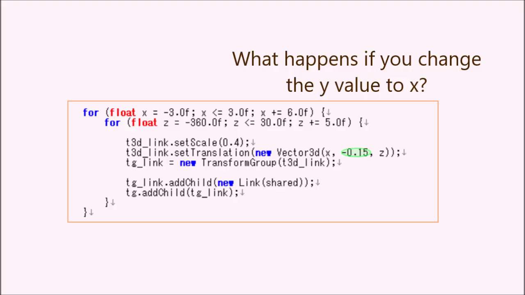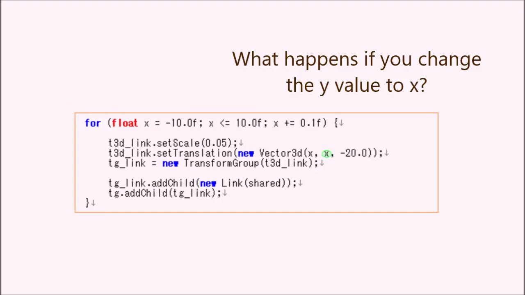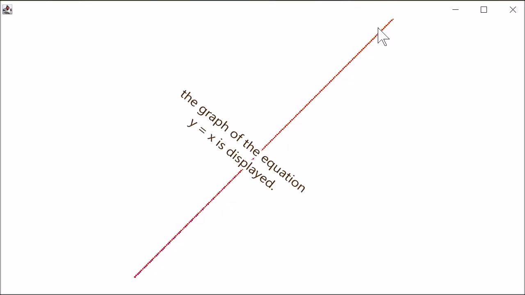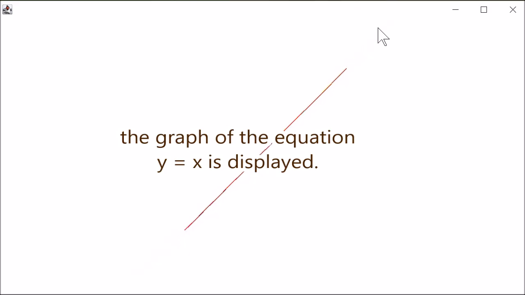What happens if you change the y value to x? Since this is the y position of TG link, the graph of the equation y equals x is displayed.